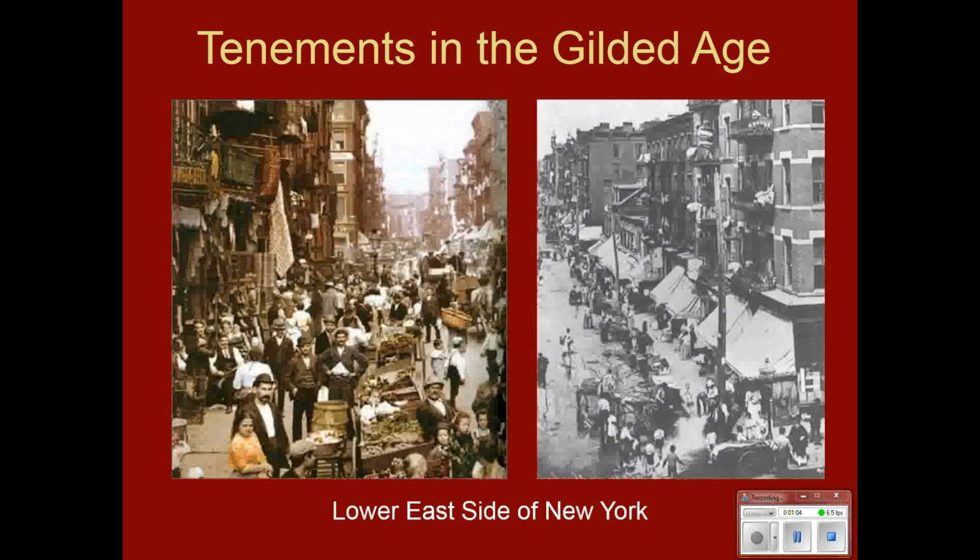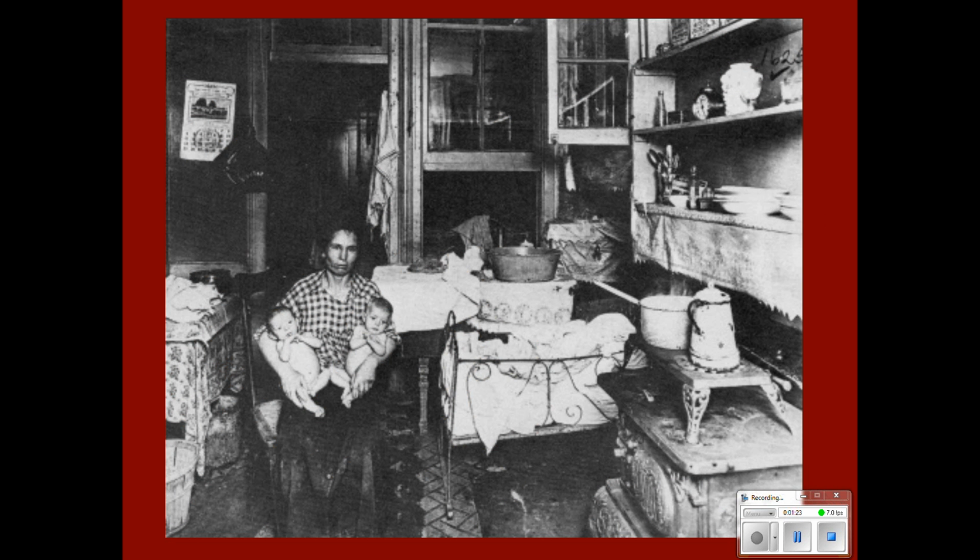And this is the Lower East Side of New York. Tenements. Tenements are very crowded apartment buildings where poor people live. Another example of poverty in this area.